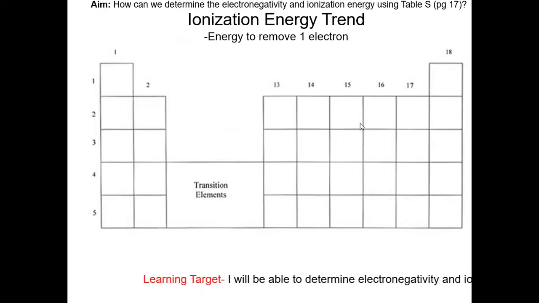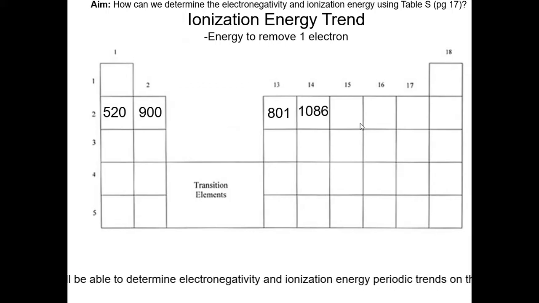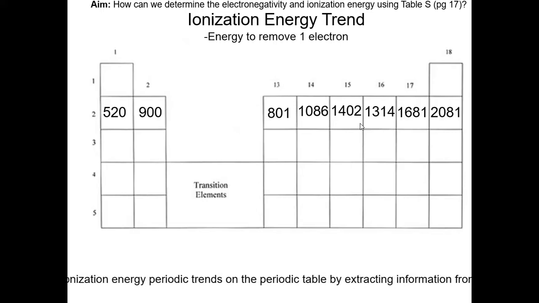For lithium, it is 520. For beryllium, it is 900. For boron, it is 801. For carbon, it is 1086. For nitrogen, it is 1402. For oxygen, it's 1314. For fluorine, it is 1681. And for neon, it's 2081.